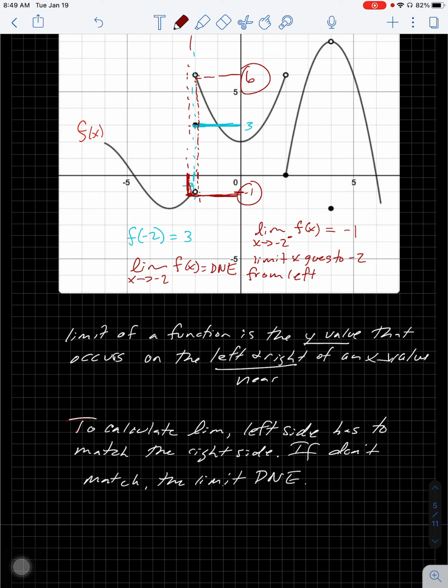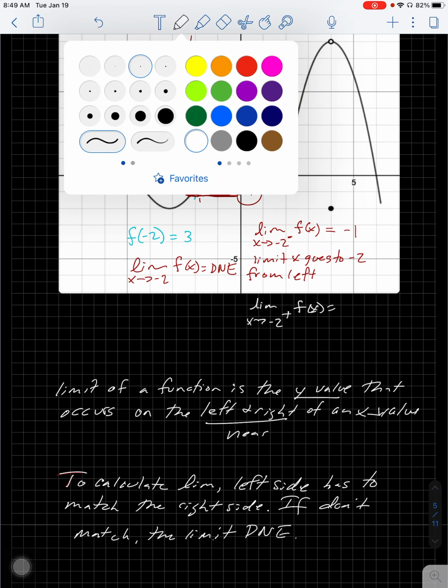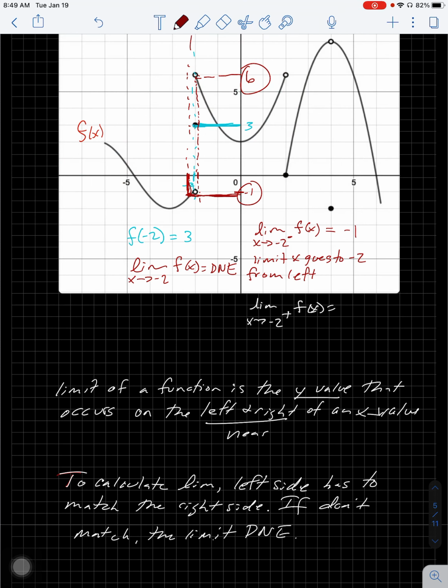Okay, similarly, I can say the limit, here, let me drop down here a little bit. I can say the limit, LIM, as x goes to -2 from the right. That's a little plus sign in the power. Well, we did that earlier as well. If I'm just to the right of -2, I'm coming up here to this 6 value. So I would say the limit as x goes to -2 from the right is 6.